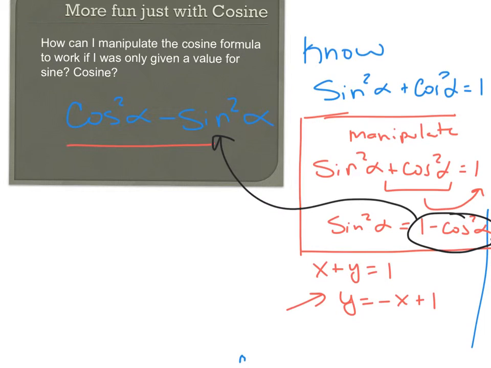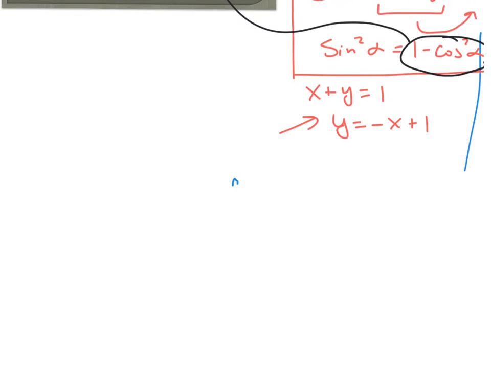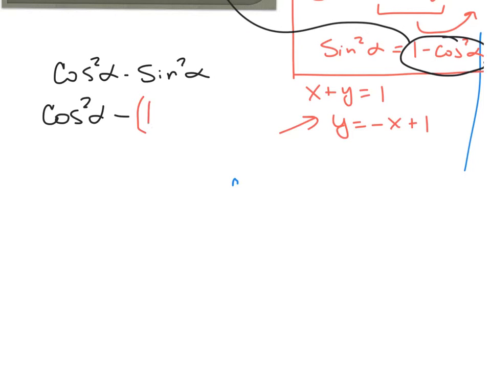I'm going to go ahead and move this up. Let's see if I can erase that. I can't erase that. Okay. So I have cosine squared alpha minus sine squared alpha. And what I'm going to do is replace the sine squared, and make sure you put it in parentheses, with 1 minus cosine squared alpha.